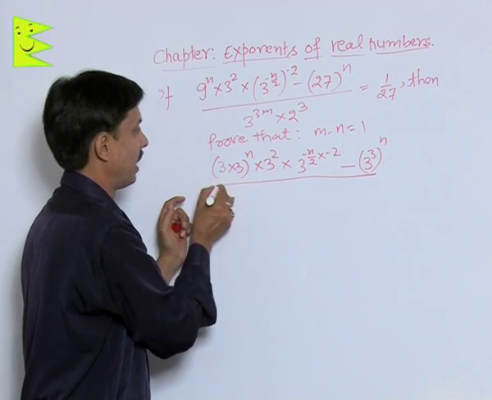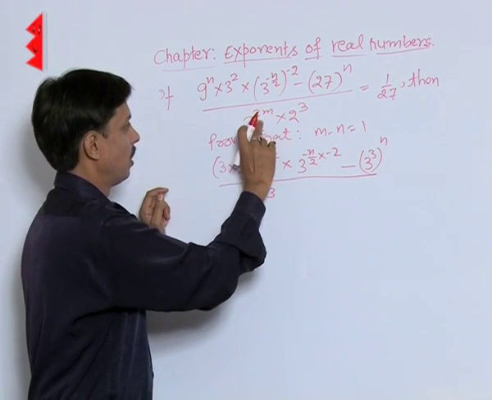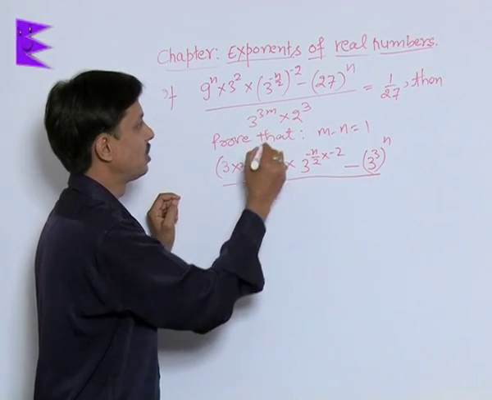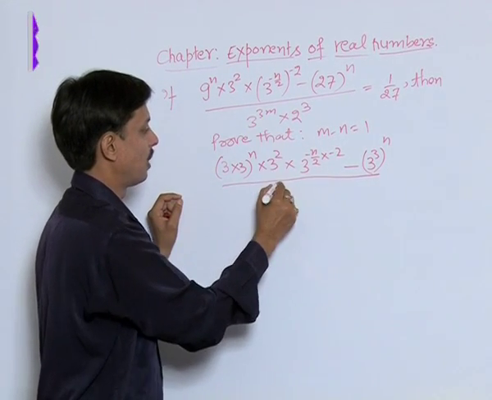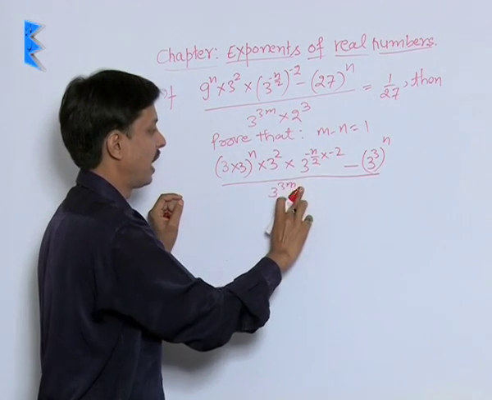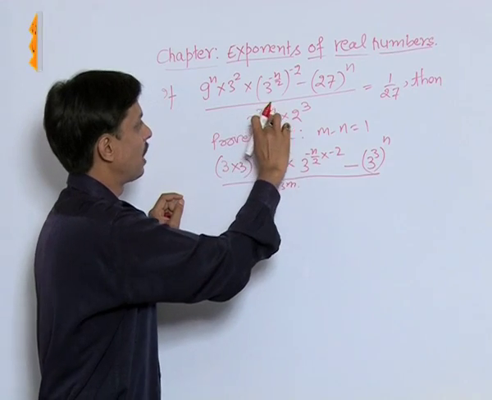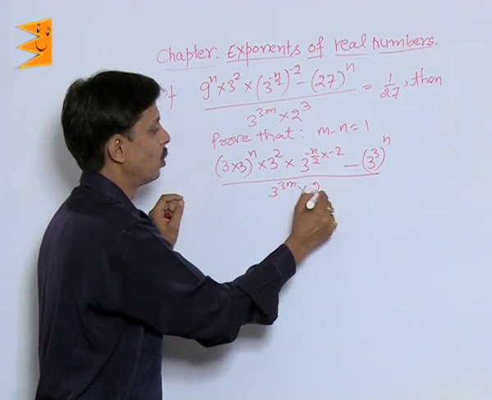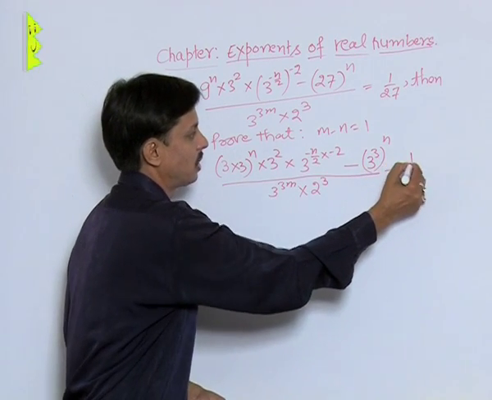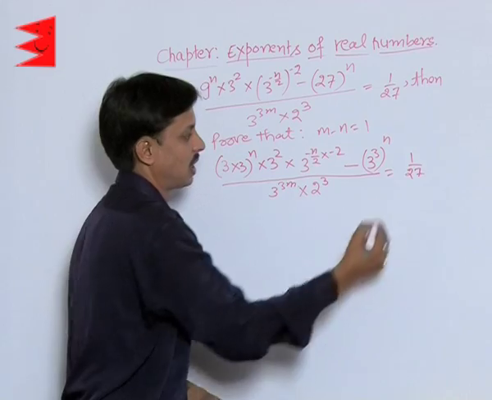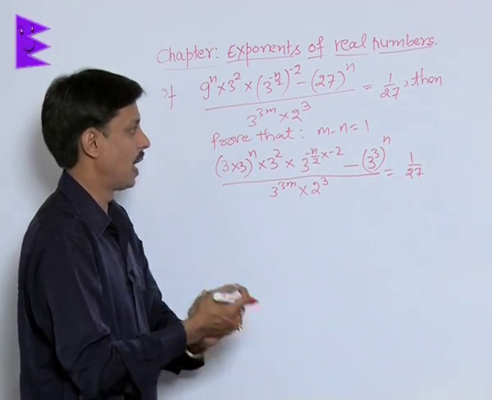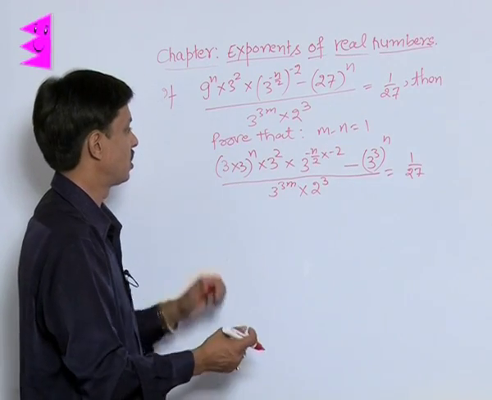This divided by 3 is to power what? This is 3m and this is what? 3. So I can say this is 3 is to power 3m, but the base is different, so I cannot add. This will remain 3 is to power 3m into 2 cube. And this result is equal to 1 upon 27, or this 27 can also be written as 3 cube. Never mind, we can change it in the next step.